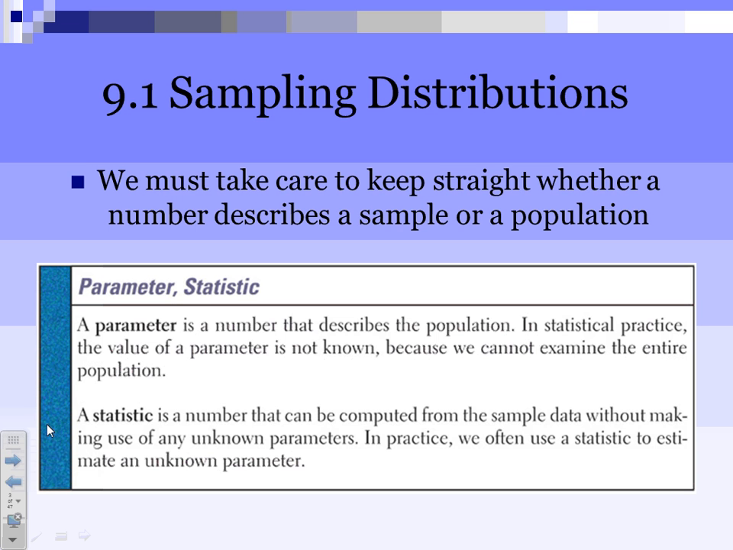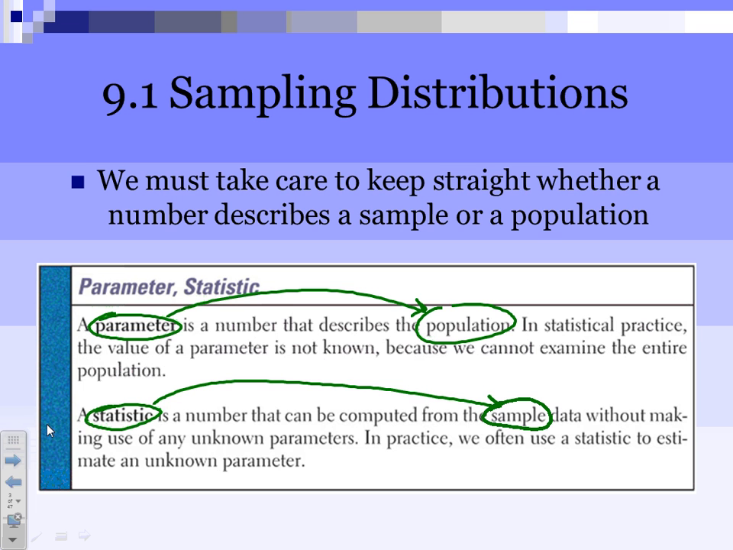We need to talk about the difference between a parameter and a statistic. A parameter is a number that describes the population. Parameter, population. Statistic, well, that goes with a sample. Now, why is that important? Because, first of all, they have different notations that we'll look at in just a second. But also, it gives us a better understanding of what we're actually doing. When someone gives you a value, you need to know if that's coming from a sample or a population, so that you can decide whether it is valid or not and what you can do with that value.